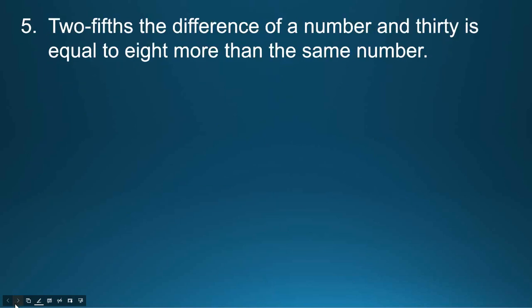Okay, 2/5 the difference of a number and 30 is equal to 8 more than the same number. 2/5, remember we talked about the difference and sum, that's when you need parentheses. The difference of a number and 30 is equal to 8 more than the same number. Just like that. Remember, less than means you're subtracting the number from, more than means you're adding the number to. Distribute the 2/5.